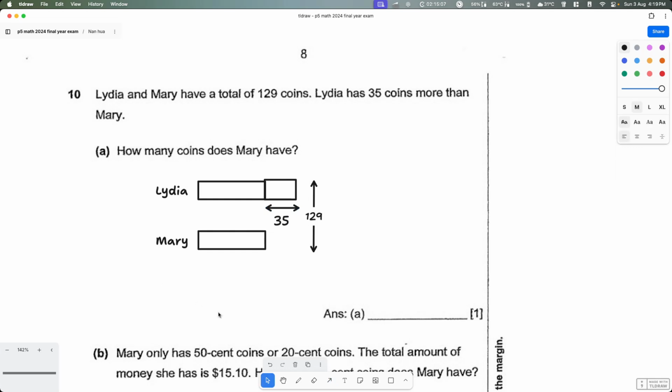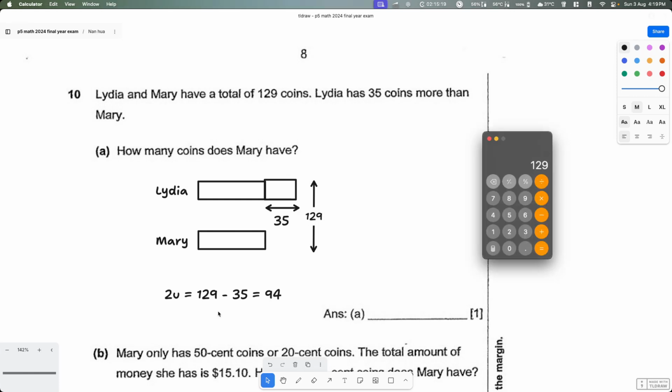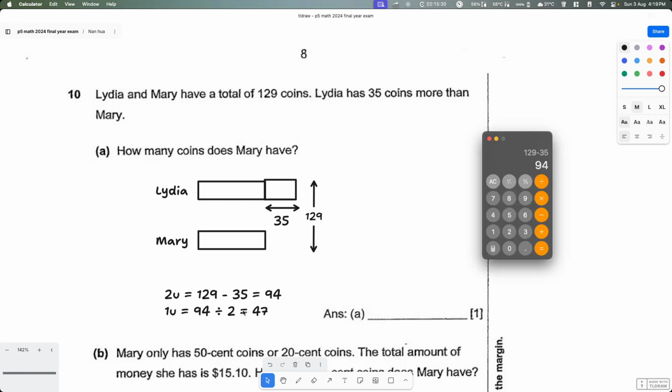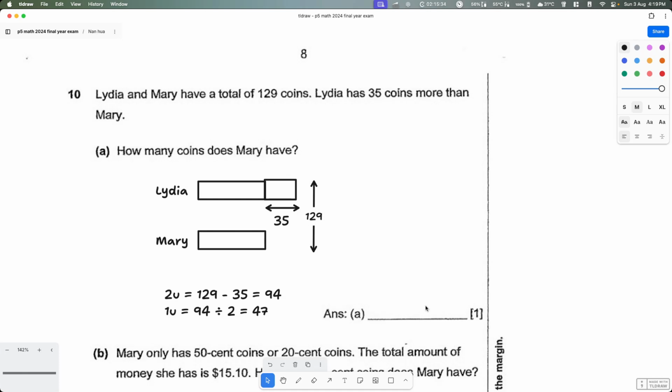So in this case, Mary's 2 units is equal to 129 minus 35, which is 94. Let me double confirm. 129 minus 35 is 94. 1 unit is equal to 94 divided by 2. This will give us 47. So the answer for Mary is 47.